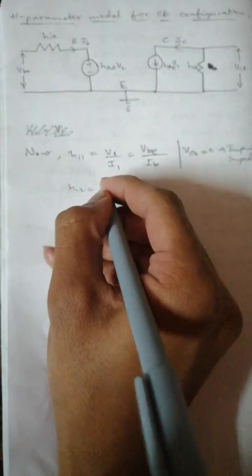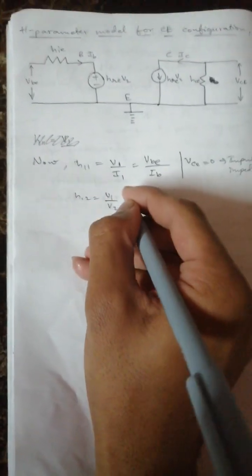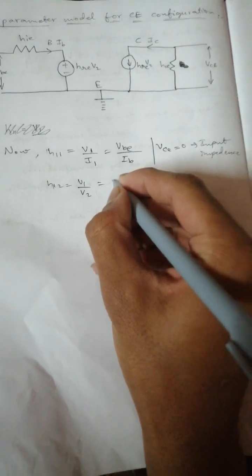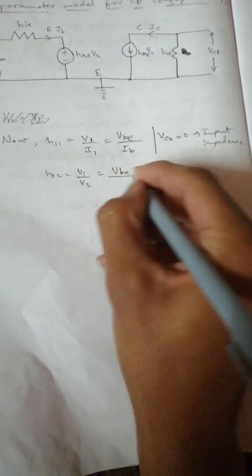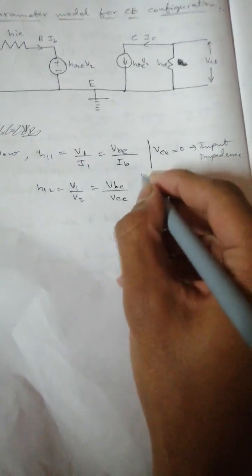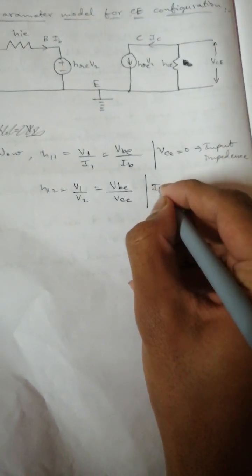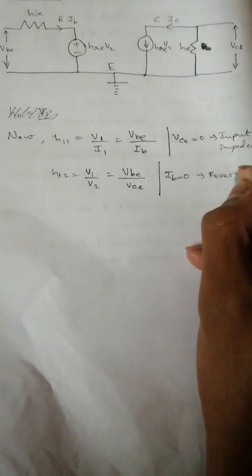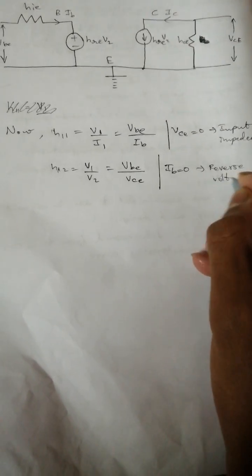Now H12 is equal to V1 by V2 from equation 1, that is VB by VC. V1 is VB, V2 is VC. So IB is equal to 0. This is the reverse voltage gain.